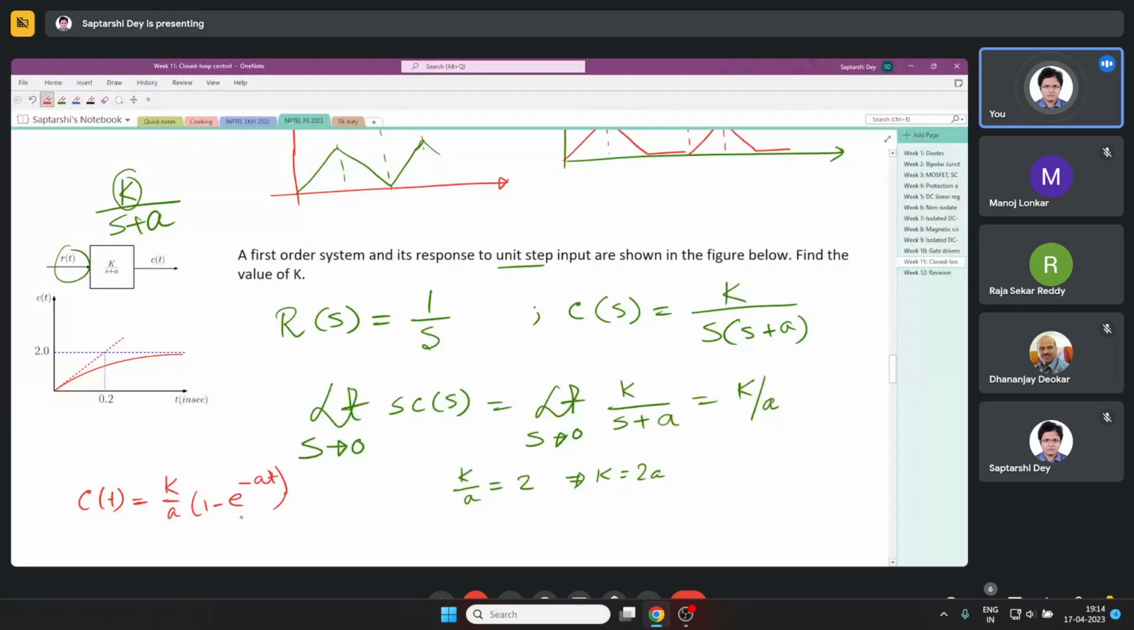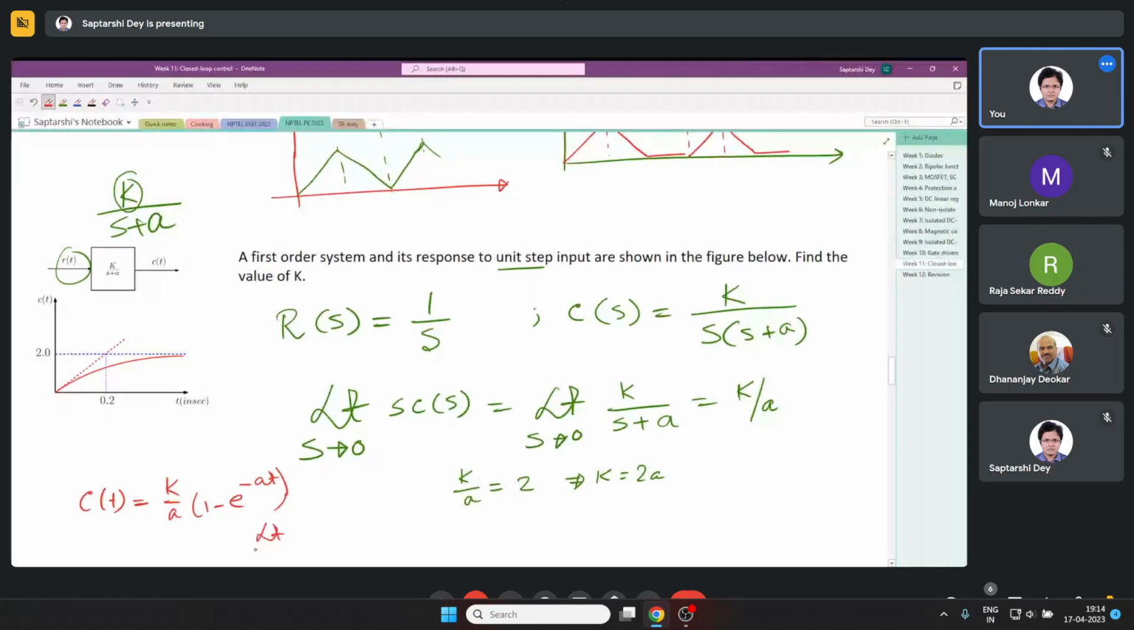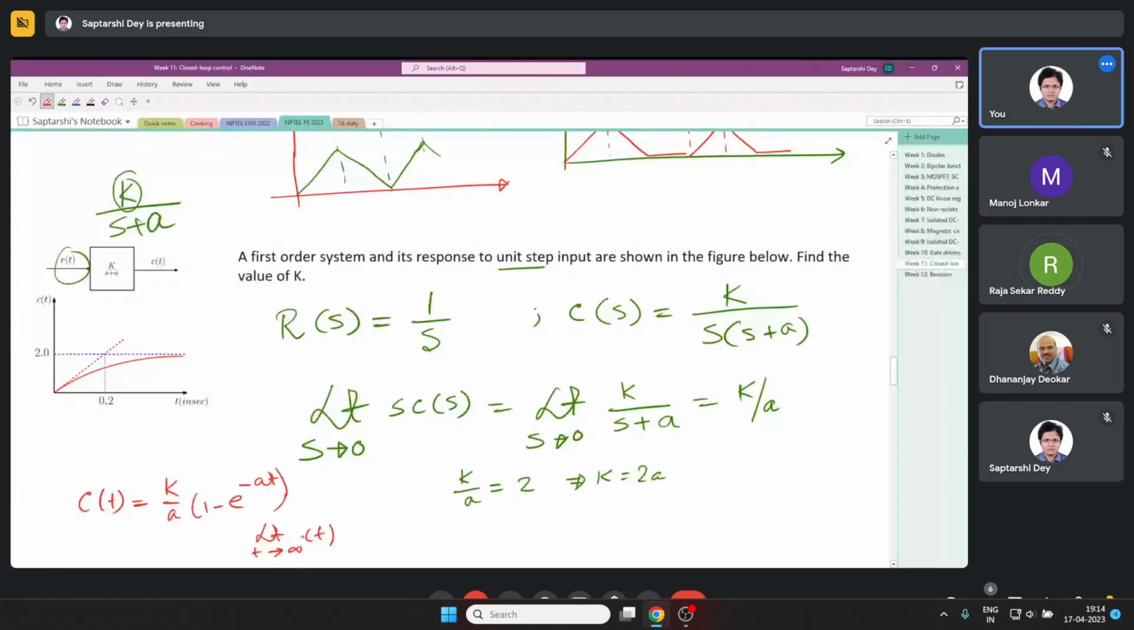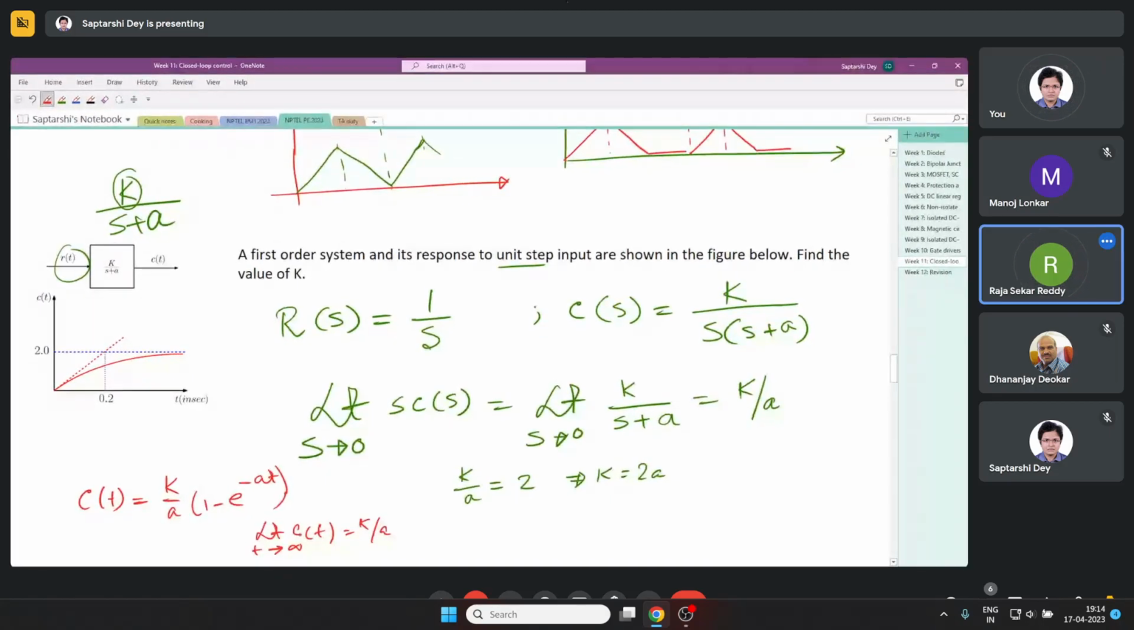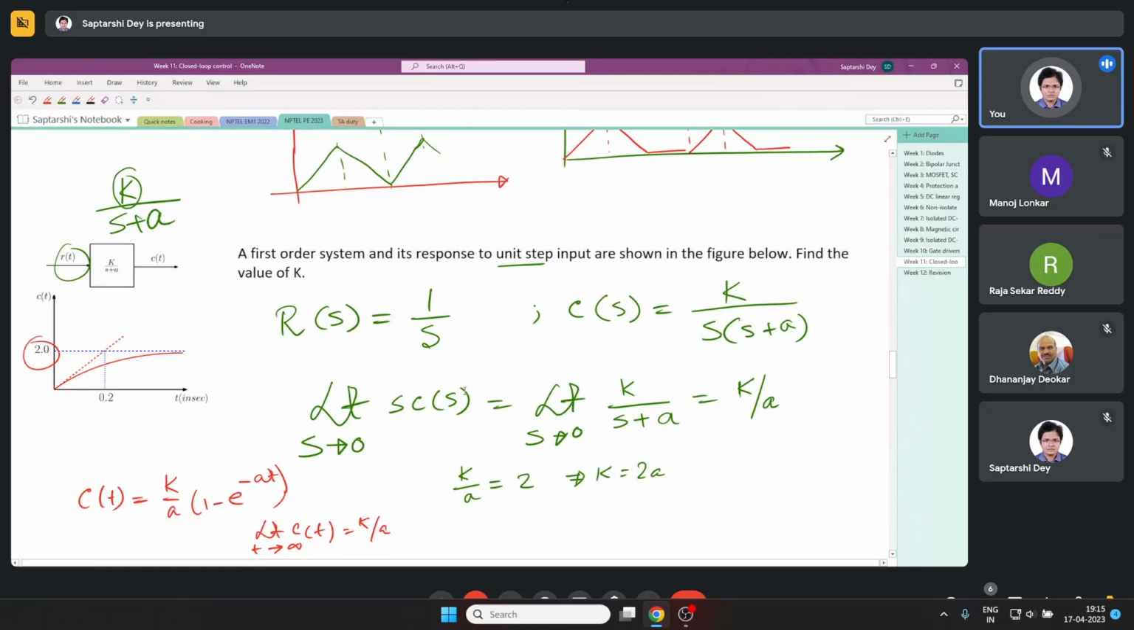So if t tends to infinity, the exponential term becomes 0, and c(t) becomes k by a. Right, so it is correct. So if it is approaching 2 here, k by a equals 2, that is one thing.